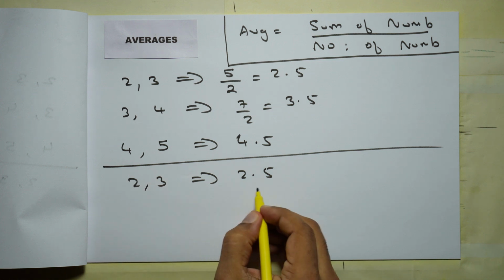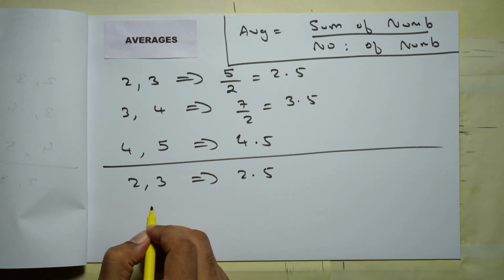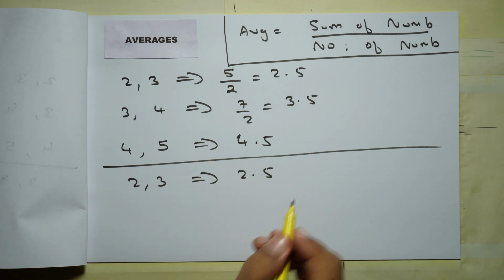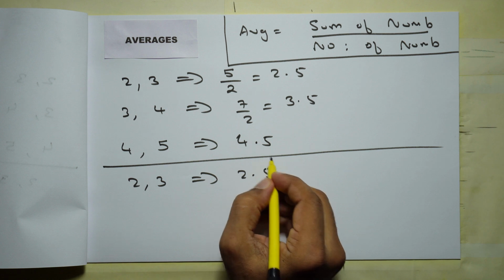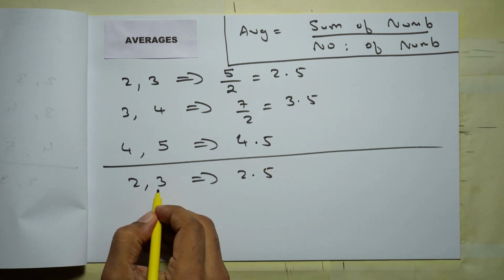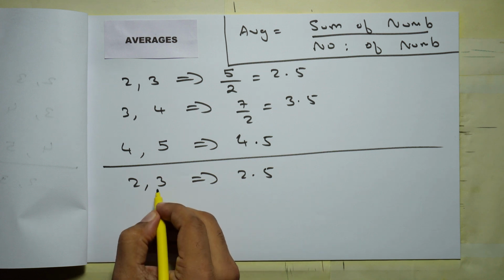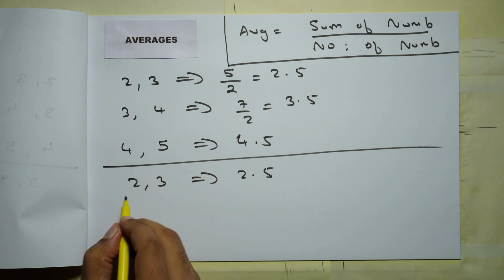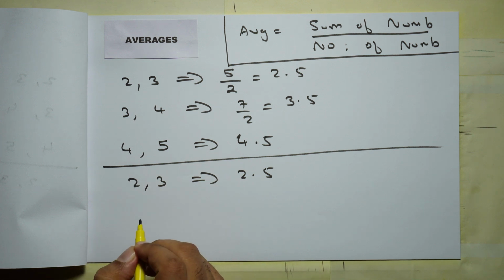Now I'll take another example. You have two numbers 2 and 3. We already know their average to be 2.5. Now I want to increase their average by 2. What you can do is increase both the numbers by 2, or any one number you can increase by 4. Now 4 is actually equal to 2 times the number of numbers.